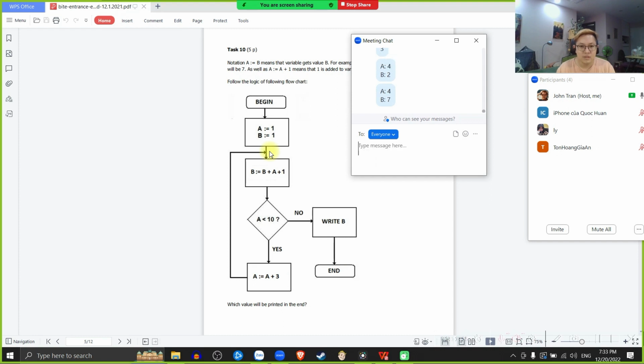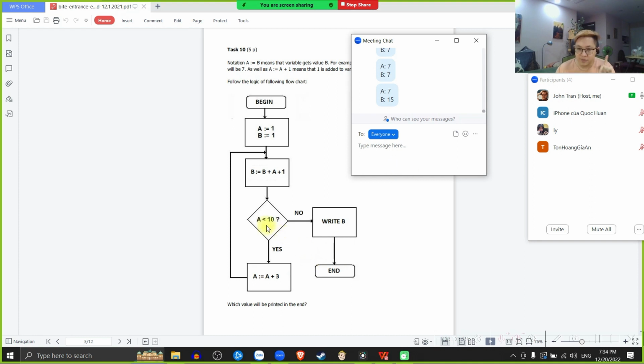7. And then A is still smaller than 10, so you still have to go through this loop. So new A is 4 plus 3 is 7. And B is 7. We still have to go through this one. So now A is 7 and the new B is old B, 7, plus A, 7, plus 1, is 15. So the new B is 15 and A is still 7.